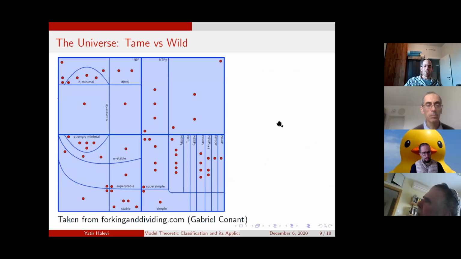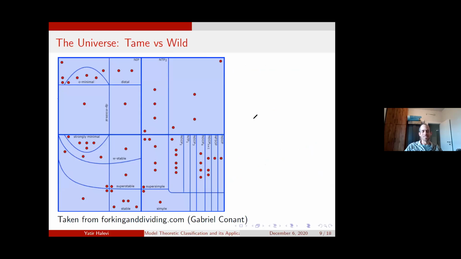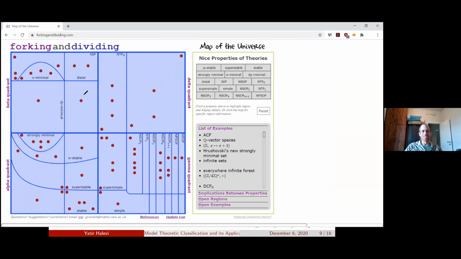Okay, so this is the universe as proposed by model theorists. Red dots are just examples that we have. This is taken from this webpage, and Gabe Conant was kind enough to allow me to edit. So you see, all these red dots are just examples.